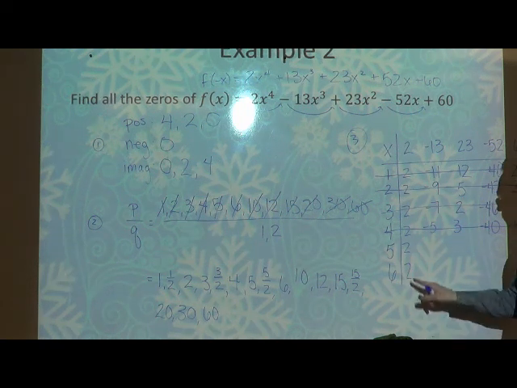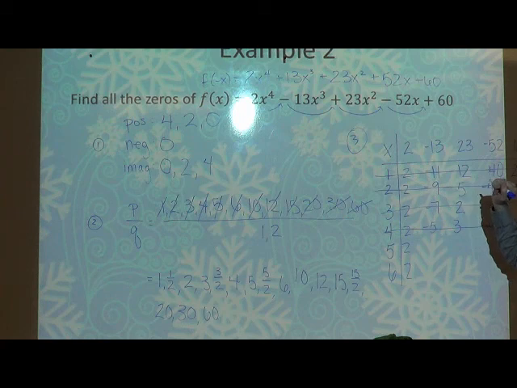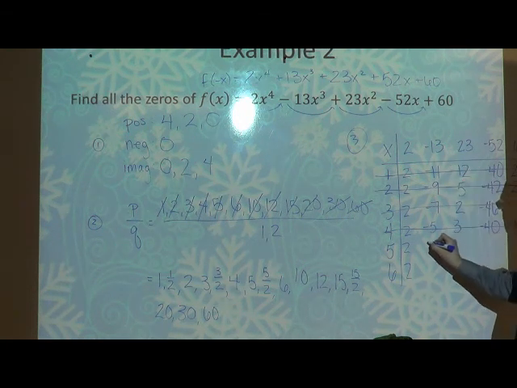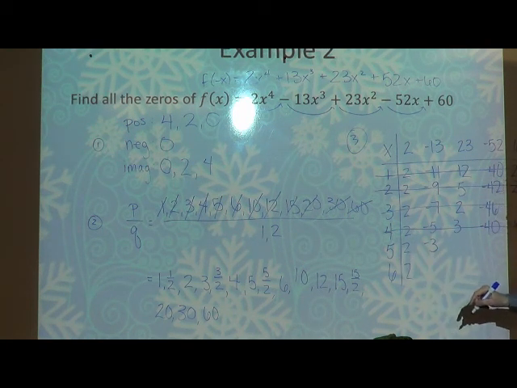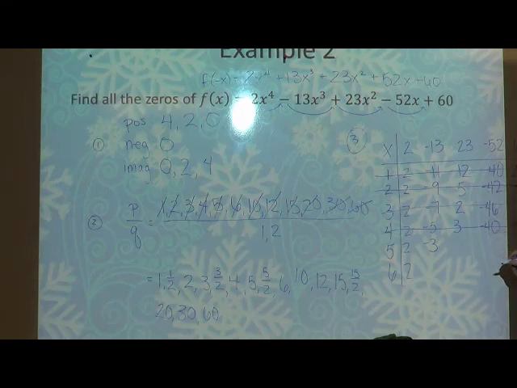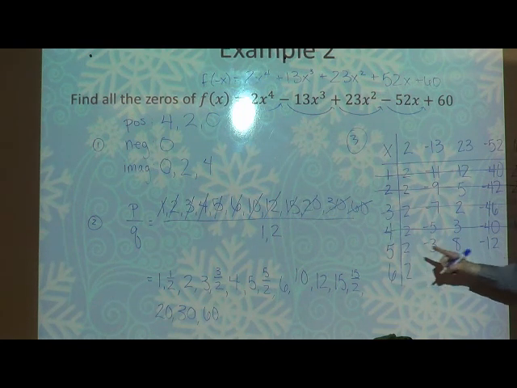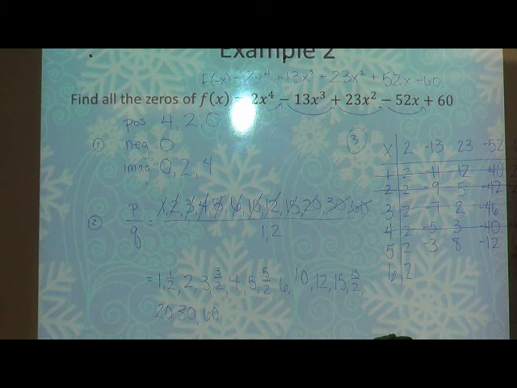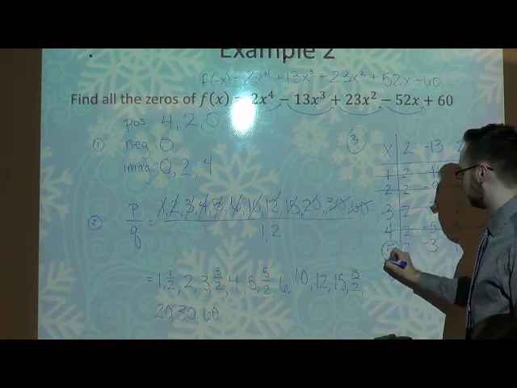Let's try 5. 2 times 5 is 10, plus negative 13 is a negative 3. Times 5 is a negative 15, plus 23 gives us a positive 8. Times 5 is 40, plus a negative 52 gives us a negative 12. Times 5 is negative 60, plus 60 gives us 0.